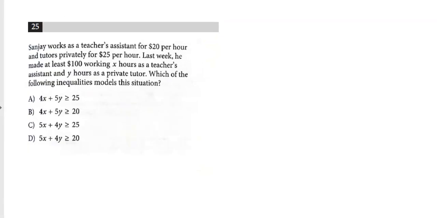Number 25, what do we got going on? Sanjay works as a teacher's assistant for $20 per hour, tutors for $25. Last week he made at least $100. So X hours is the teacher assistant, and Y is the tutor. And now we got to get this money in here. So you get $20 times every teacher assistant hour, and you get $25 times every tutor hour.